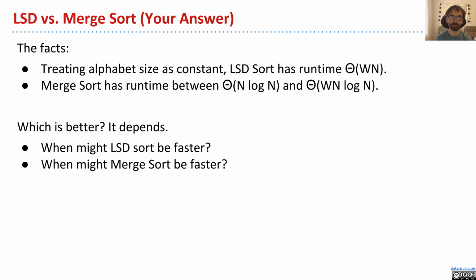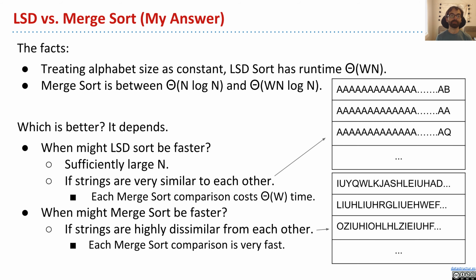So I would take answers from you, but you're not here. So come to lecture if you want to do the interactive version, and I'll just spoil it with my answers. So LSD sort might be faster if, well, for sufficiently large n, if we keep getting bigger and bigger and bigger numbers of strings, and we hold w constant, then eventually LSD sort will dominate.